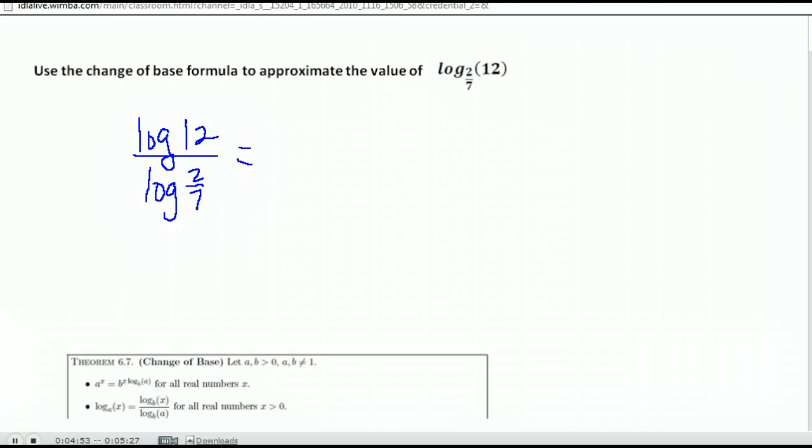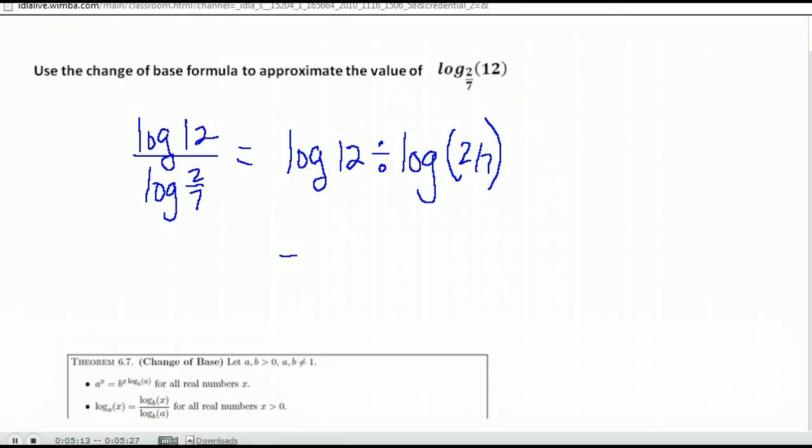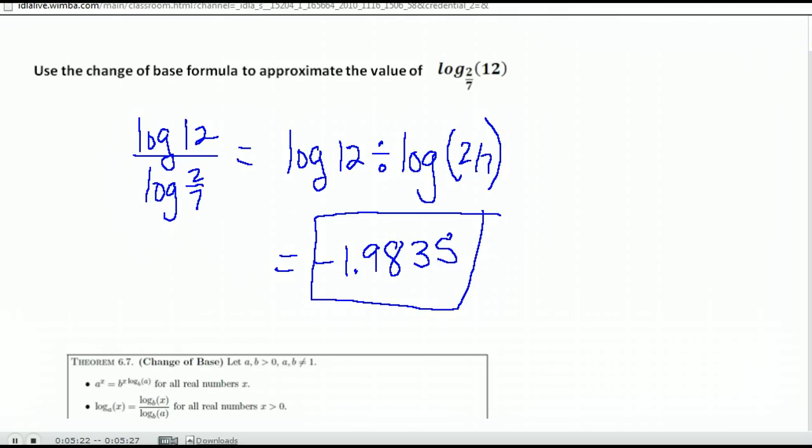And again, when you calculate this on your calculator, you want to be really careful. Do log 12 divided by the log of, you're going to want to put that 2/7 in parentheses, most likely. And then you just let your calculator do the work for you. And you should be getting negative 1.9835 approximately. Okay, so there are some examples of using change of base.